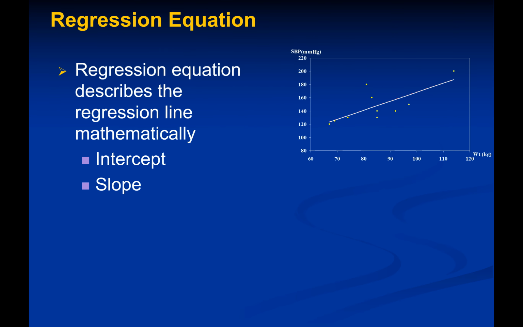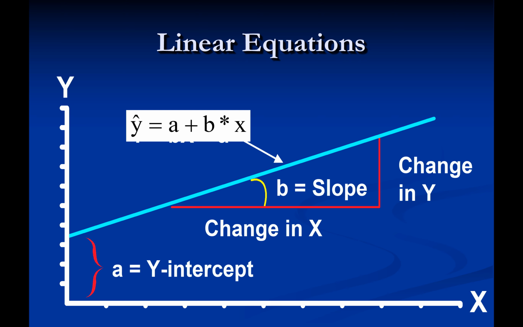So the regression equation describes the regression line mathematically. We're going to come up with the intercept and slope. Right here, this is what we call B0, this is B1, corresponding to our example. The slope equals the change in y over the change in x, the ratio of those two. B0 represents the y-intercept. B1 is the slope.